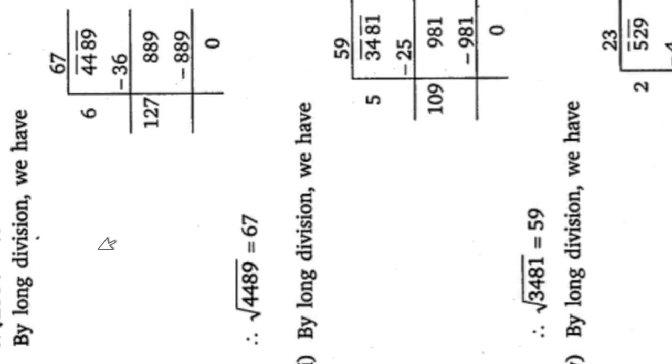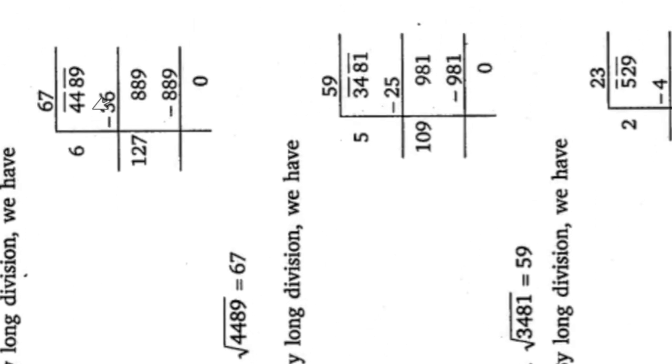Second one, by long division we have the number 4489. Again we will pair the numbers, starting from the unit digit. This is one pair and this is the second pair. So, take the division. 6 6s are 36. So, 6 plus 6 will be 12. Now, with this 12, we have to put such a number that 127 7s are 889. Here we are getting 8 as remainder.